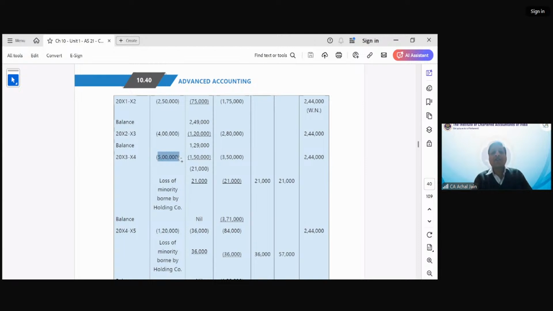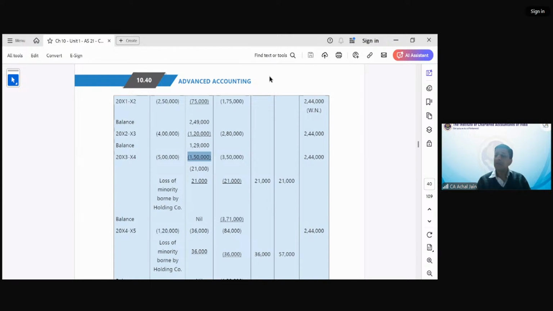So what is the share of loss of minority? 1,50,000. And what is the share of loss of holding company? 3,50,000. So we'll allocate 1,50,000 and 3,50,000 to both of them. Okay. Now, if you adjust the loss of minority against the balance of minority, do you think minority is able to absorb this entire loss? Tell me. Do you think it is able to absorb this entire loss? Nitin says no. Dilip says no.